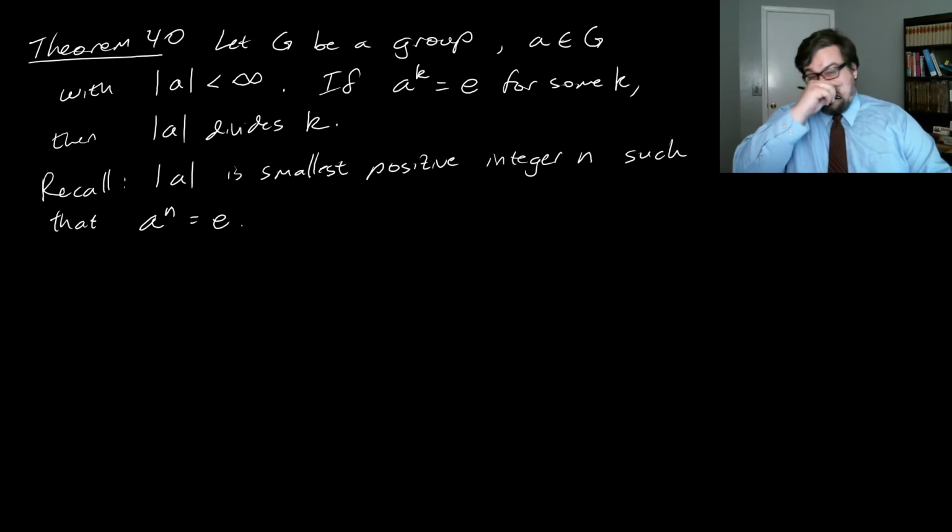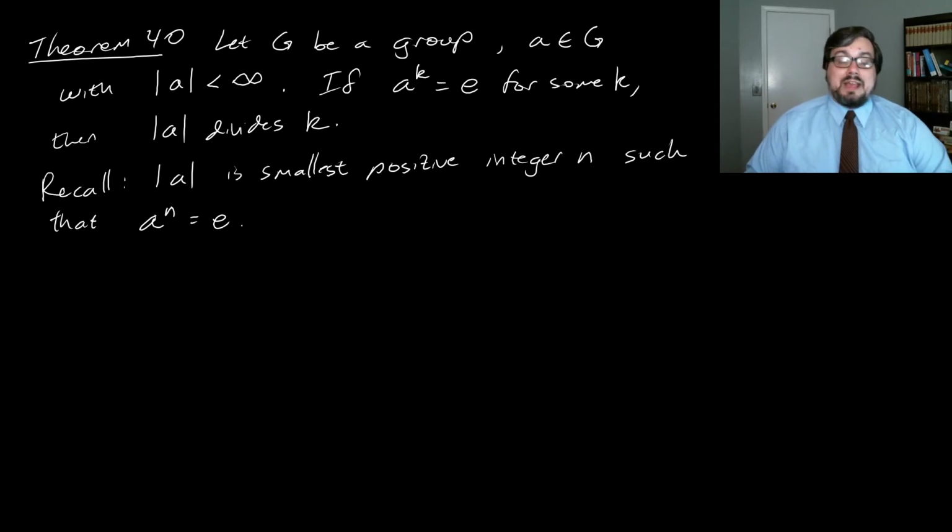Now, if A to the n is never the identity, then we say that the order of A is infinity. But in this case, we're only looking for elements with finite order. That is, ones where, as we take higher and higher powers of A, eventually we do, in fact, wind up back at the identity. All right, so let's see a proof of this.